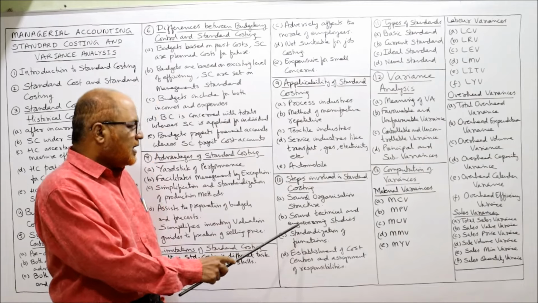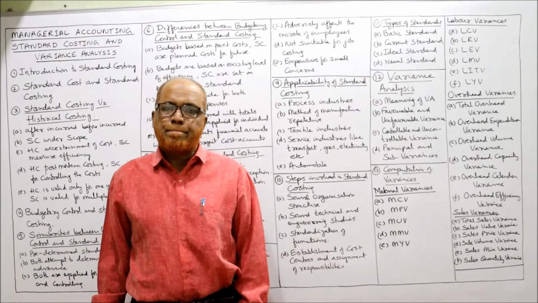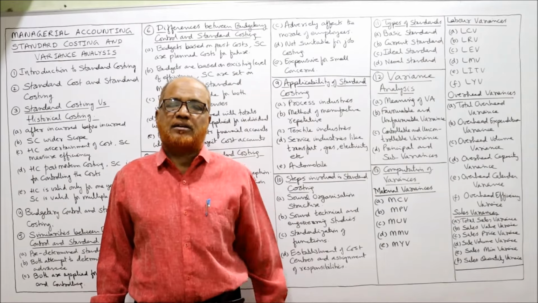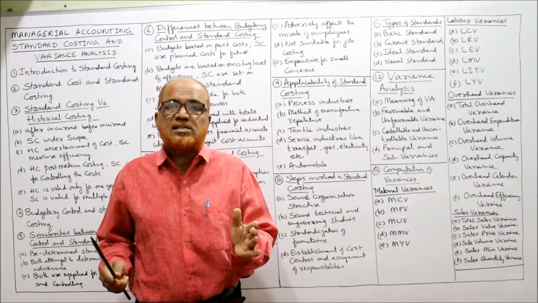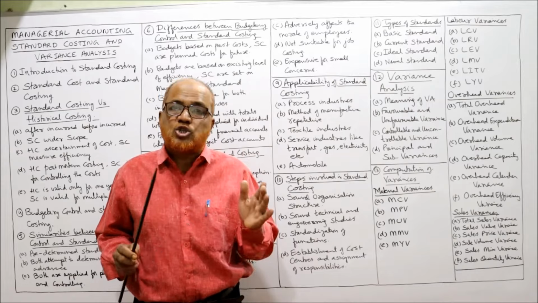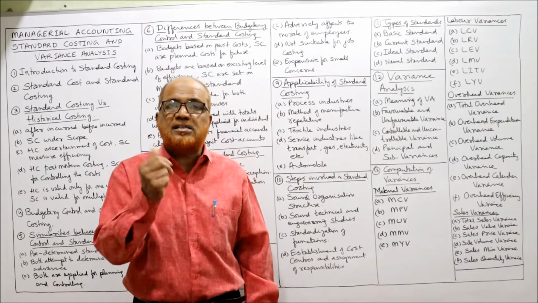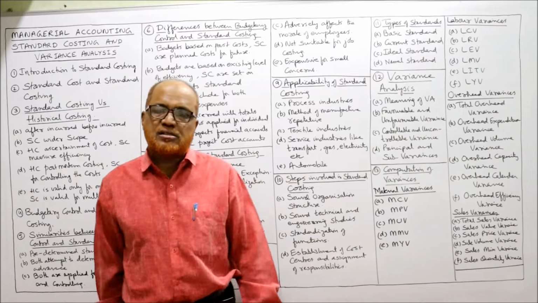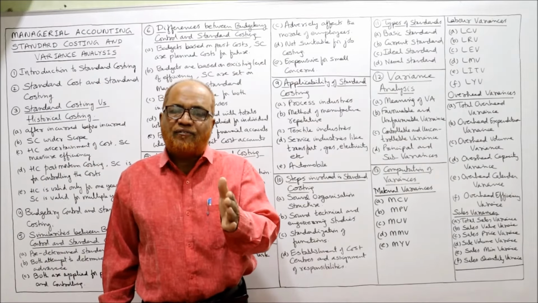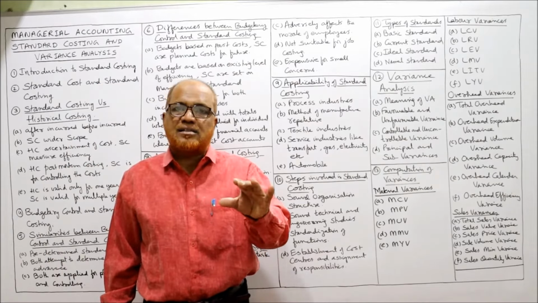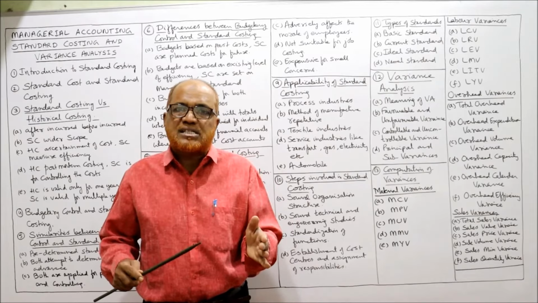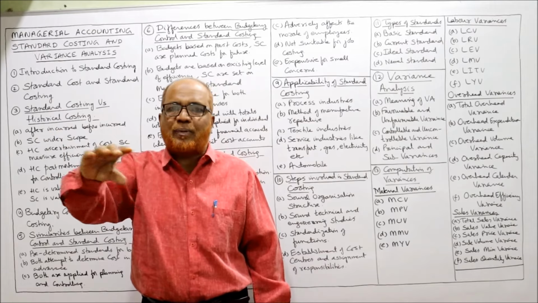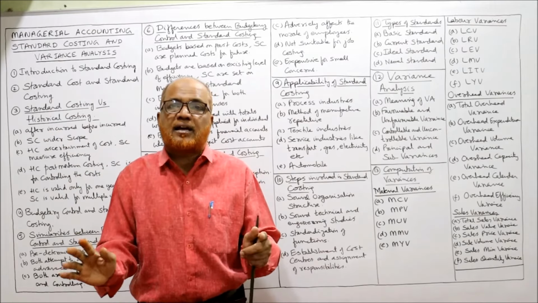Secondly, sound technical and engineering studies, because standard costs are based on technical estimates. So sound technical estimation and sound engineering studies should be there to calculate the standard cost. The next one, standardization of functions. The activities, the functions should be standardized. That means before the work starts, the procedure of production, the procedure of performing the activities should be clear cut.